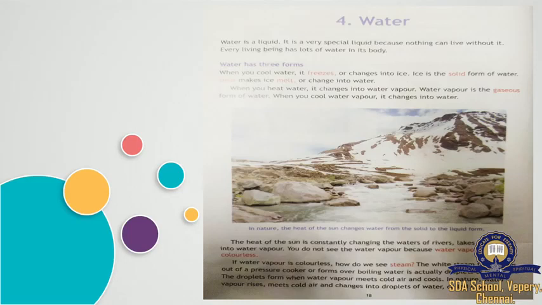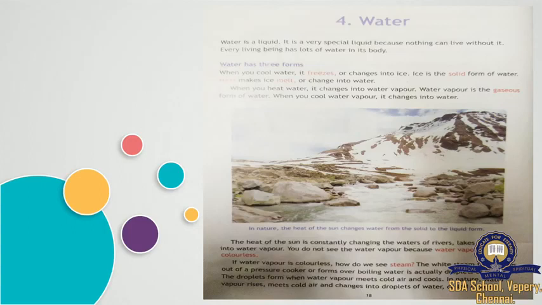Heat makes ice melt or change into water. When you heat water, it changes into water vapor. When you heat water, what happens? It changes into water vapor. Water vapor is the gaseous form of water.